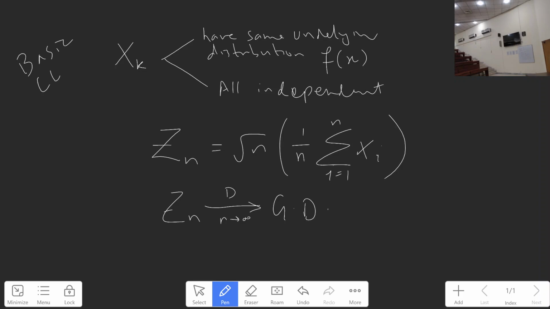Basic central limit theorem. The generalized central limit theorem says even if they come from different distributions and even if they are dependent, if the number is large enough, they will still approach a Gaussian distribution. Okay, so that is a generalized one. We don't know. But then what is this then?